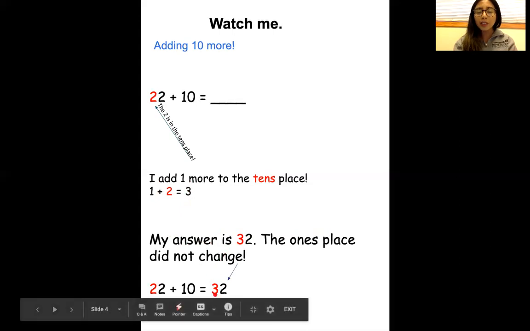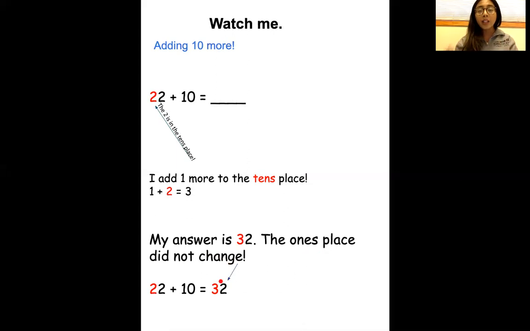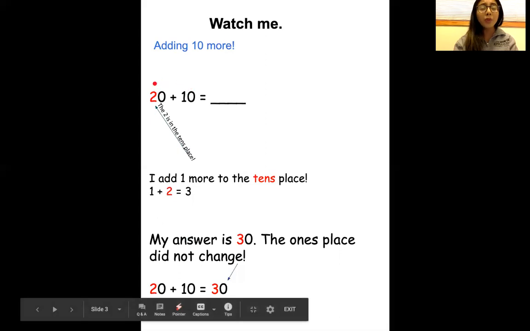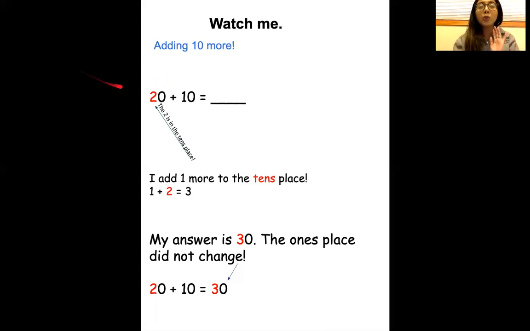Only my tens place changed, which I marked in red to help you and me remember that I'm only looking at this, and this is the only place that changed. And notice again, the ones place did not change, and we can see that the 2 stayed the same. So again, going back to the first problem, we just did 20 plus 10. When I add 10 more to 20, only the 2 changed. So 20 plus 10 is 30. When I added 22 plus 10, only the tens place changed. So my answer is 32.